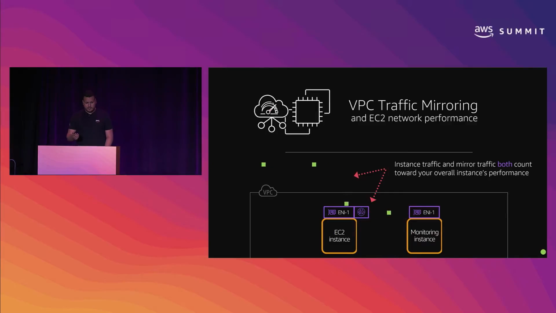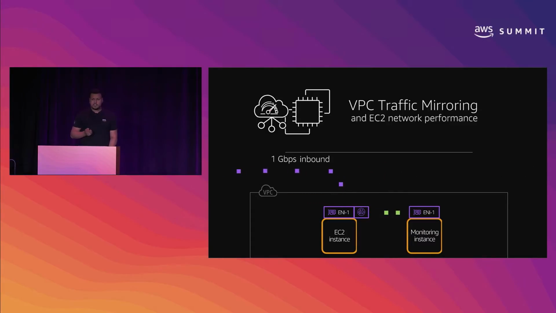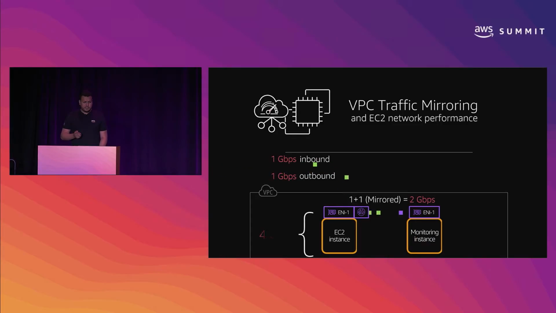Instance traffic and mirror traffic both count towards your overall instance performance, and this slide is going to explain it for you. Let's say you had 1 gigabit per second inbound and 1 gigabit per second outbound. That means that the EC2 instance on the left side needs to support 2 gigabits of traffic, right? And so let's say we want to mirror that traffic. That means that the instance itself has to be able to support 4 gigabits of traffic. So that means that the mirroring instance on the right side needs to be able to accept 2 gigs of traffic.